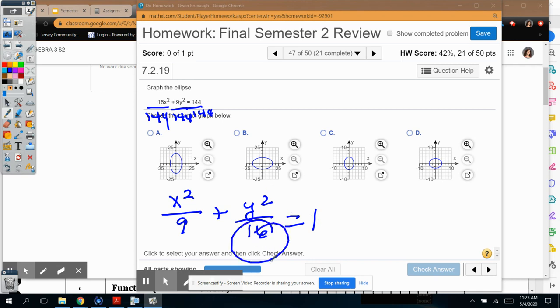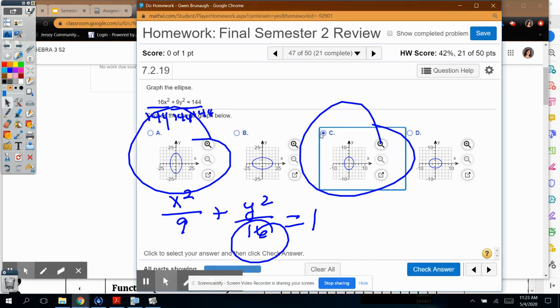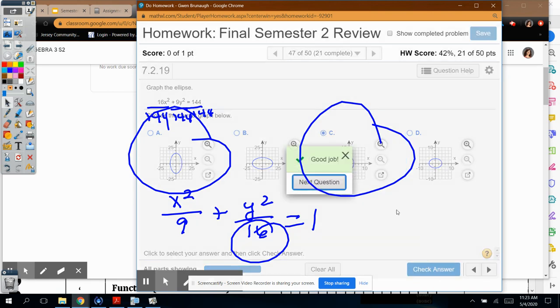Because the big number is under the y, it's going to go in the y direction, that's up or down, 4. Which of these two, the only two that go in the y direction, goes up and down 4? The scale here is 2. Do you see how this says 25? Don't let that trick you up. The answer is C.